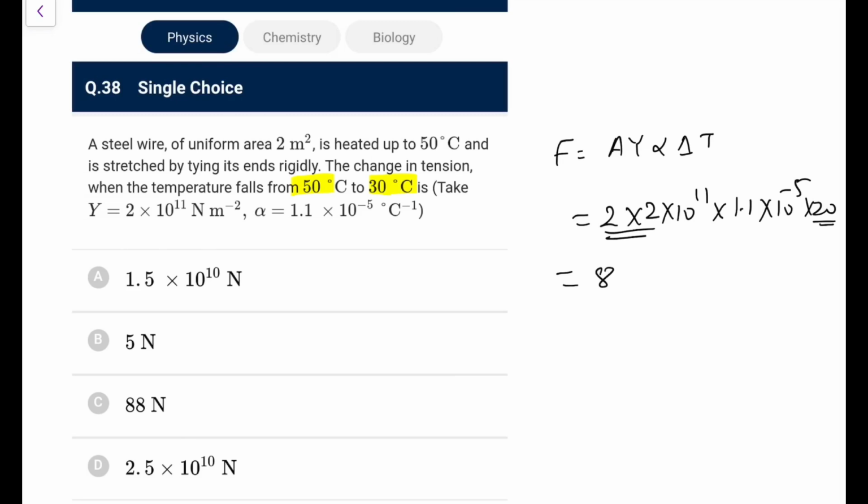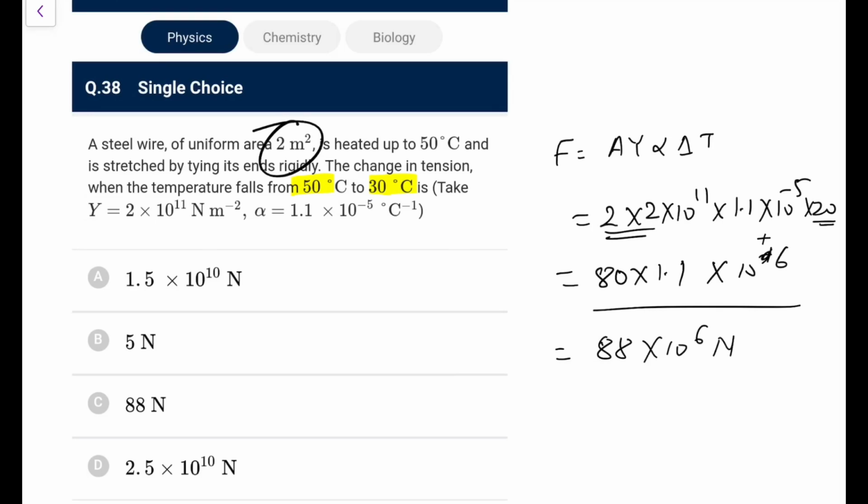4 into 20 is 80, 80 into 1.1 is 88, you can write it into 10 to the power minus 6. Sorry, plus 6. It should be millimeter square, I think. Then this factor of 6 will cancel out, because right now it is 88 into 10 to the power 6 Newton. None of the options is coming, so 88 would be the answer and it would be millimeter square. That is what I fear.